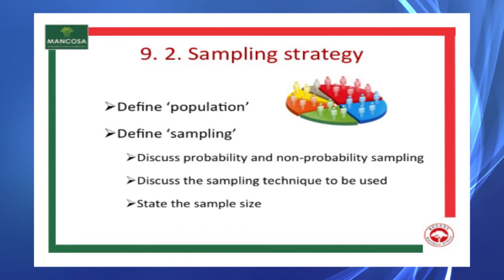Next, you will need to define sampling and discuss probability and non-probability sampling. In addition, the specific sampling technique to be used will need to be stated, and the sample size will need to be alluded to. In accordance with the Mancosa guidelines, if you are using the quantitative research approach, your sample size should be a minimum of 100 respondents. If you are using the qualitative research approach, your sample size should be between 8 to 12 respondents in total.